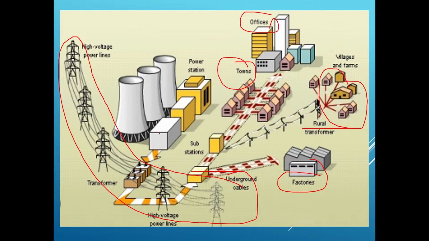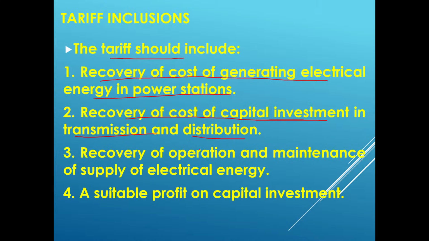This electrical energy which is generated has to be transmitted, and it has to reach the towns, offices, villages, farms, and factories. It has to reach all these load sectors. For that, we have to transmit the electrical energy using transmission lines and towers. That cost is also to be recovered, and also the recovery of the operation and maintenance of the supply of electrical energy.